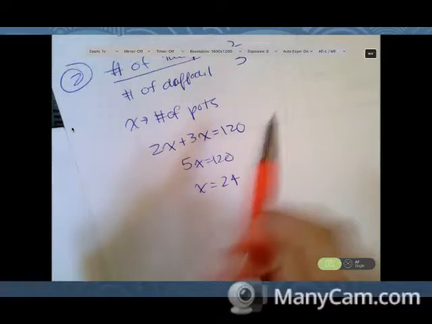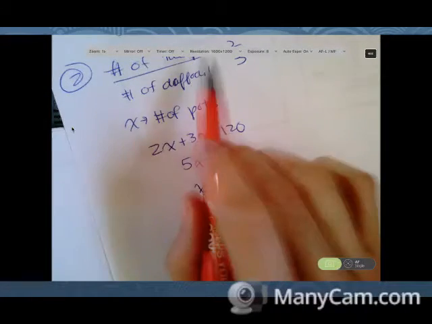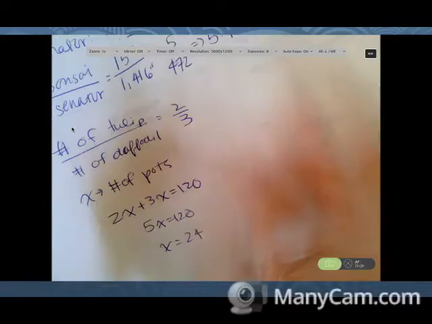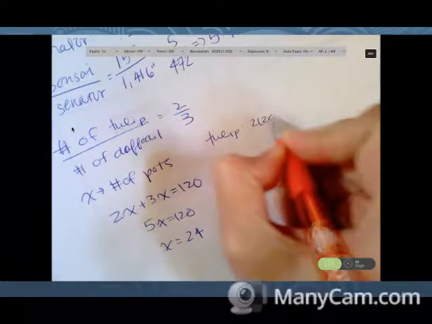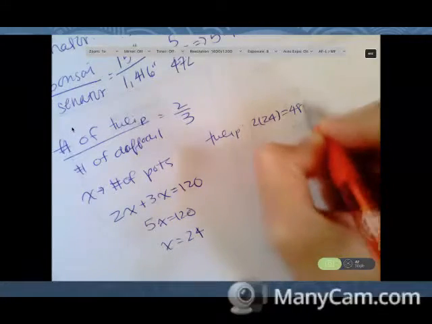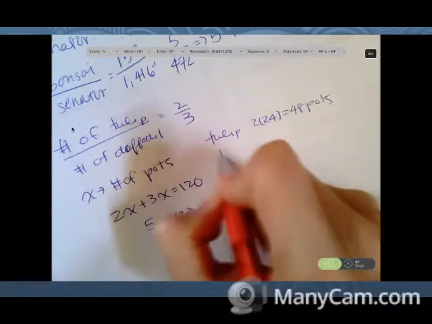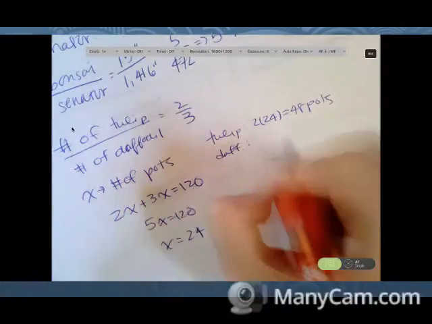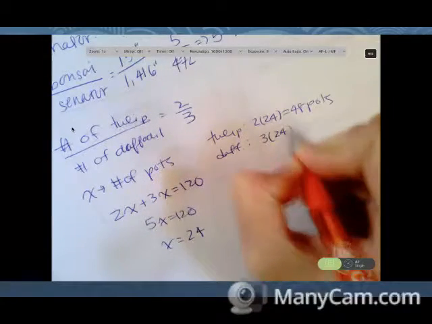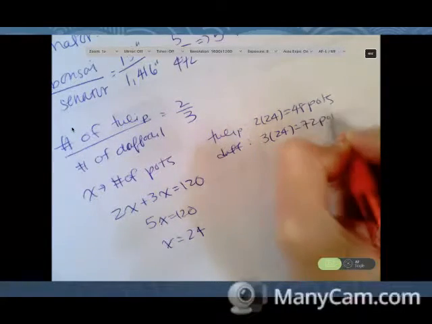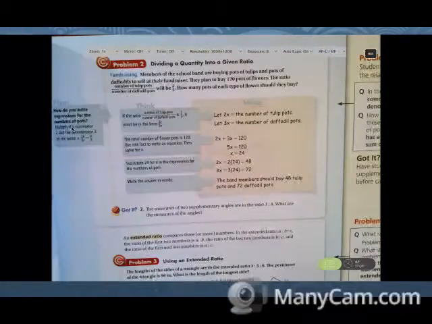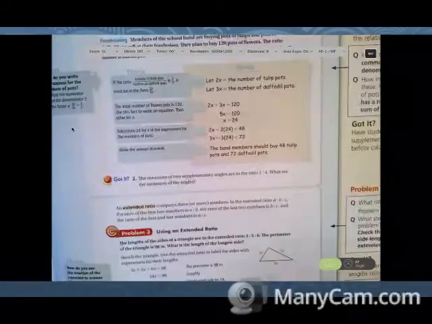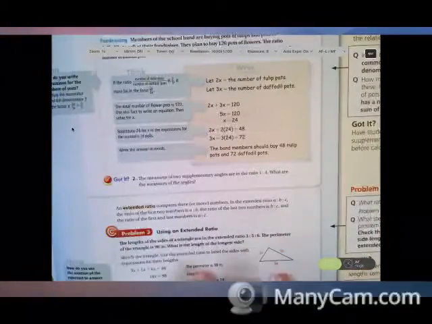So that's the number of pots. To find the number of tulip pots and the number of daffodil pots, tulip is 2 times 24, which is 48 pots, and daffodil is 3 times 24, which is 72 pots. So that's the answer. You can see the work right there, and try to get it down here.